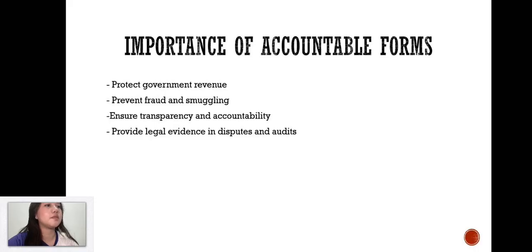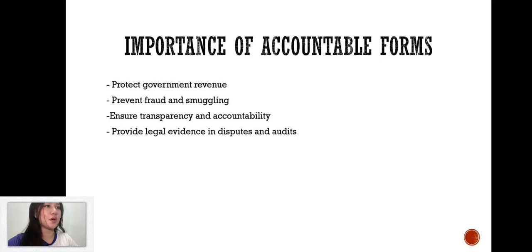Next one, we have transparency and accountability. By maintaining proper records, customs authorities can promote honesty, responsibility, and transparency in their operations. Next one, we have legal documents. Accountable forms provide official evidence during audits, investigations, and legal proceedings. Next one, we have efficient customs operations. Proper documentation helps speed up customs processing and improves coordination among customs officers, importers, exporters, and brokers.